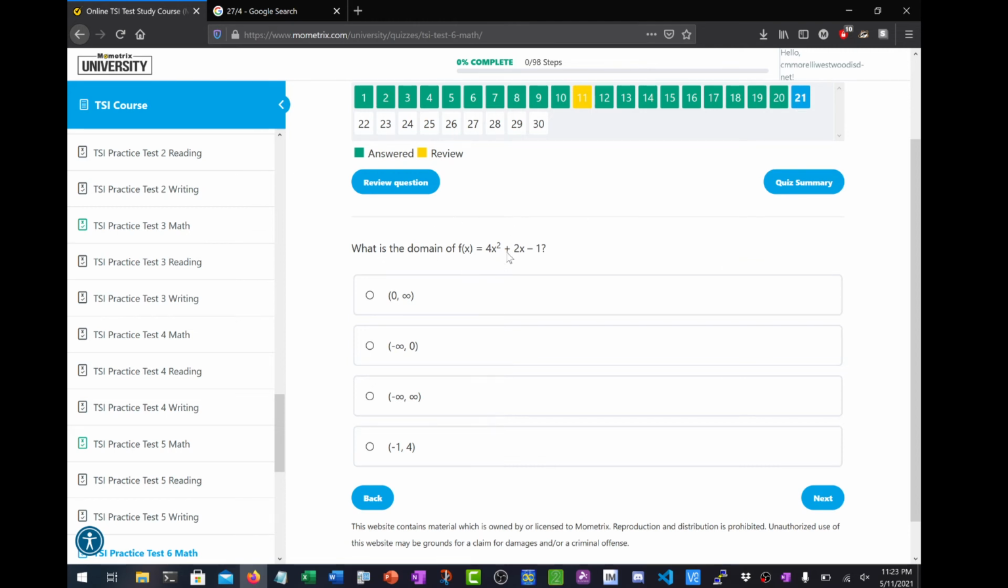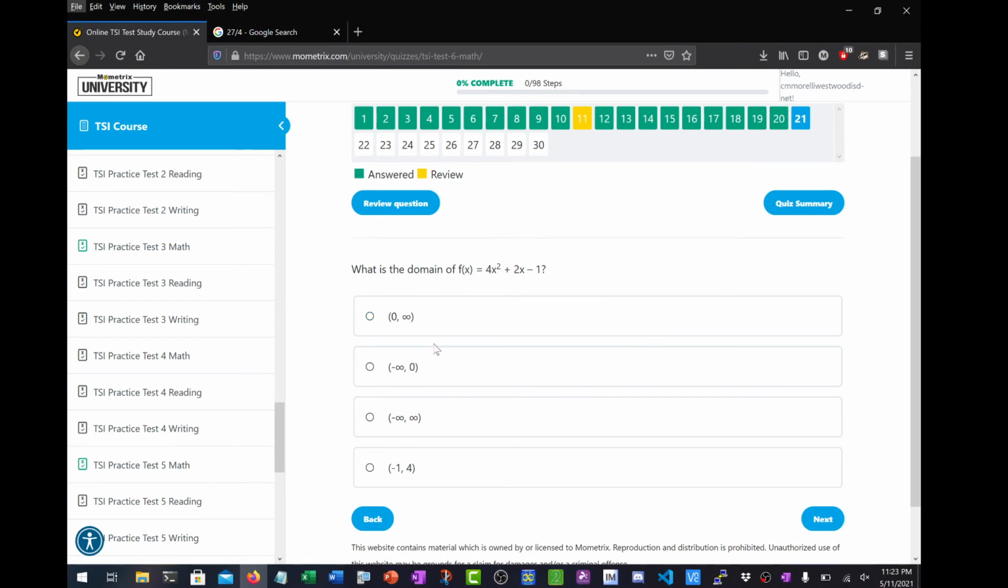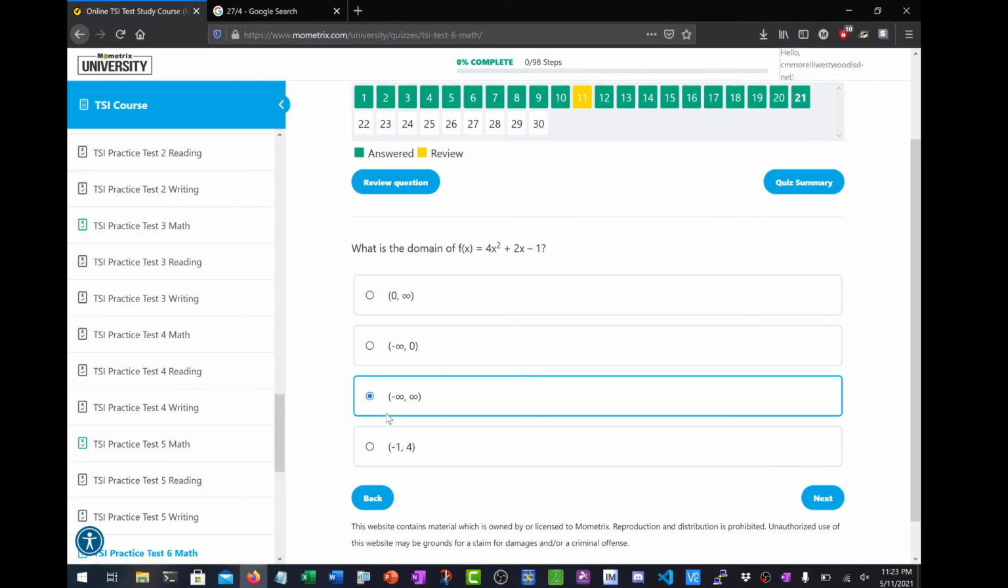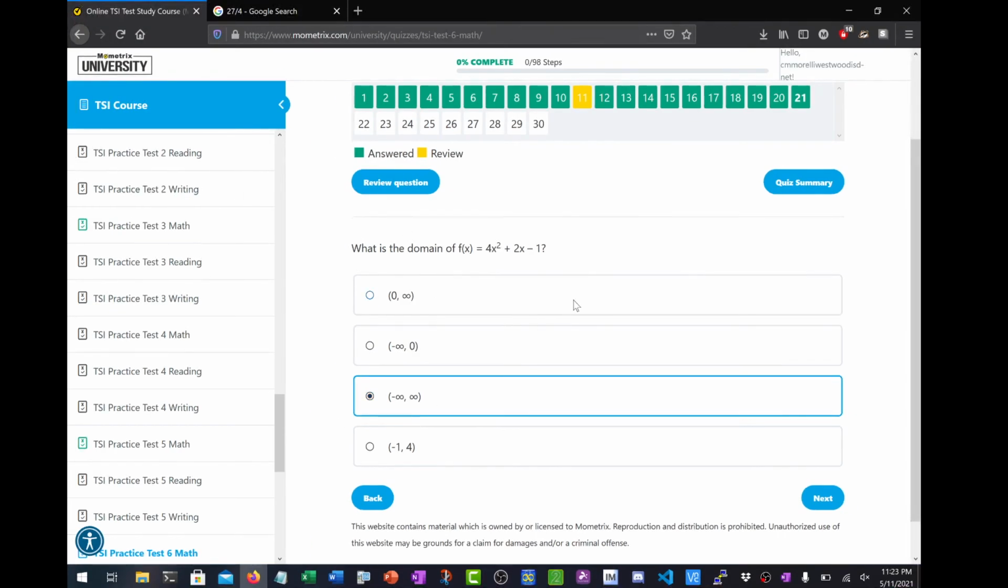For this problem here, the only thing you need to be aware of is that this is a quadratic function. The domain of all quadratic functions is infinite, all real numbers. So the range is not all real numbers, but the domain is all real numbers. Negative infinity to positive infinity, all real numbers.